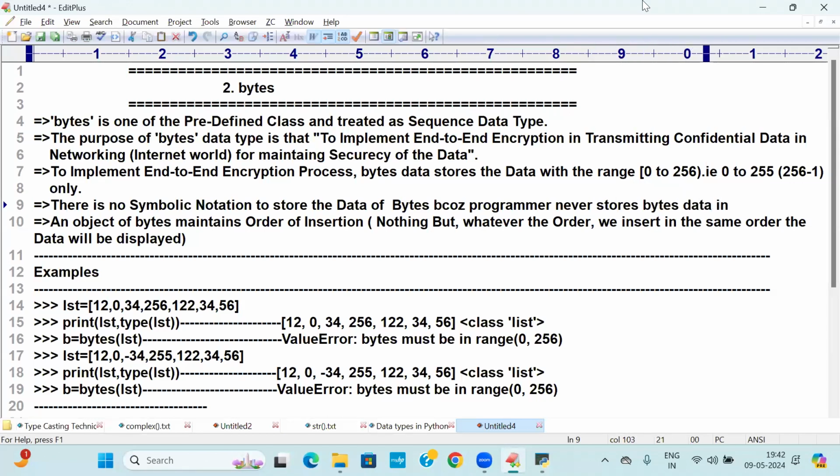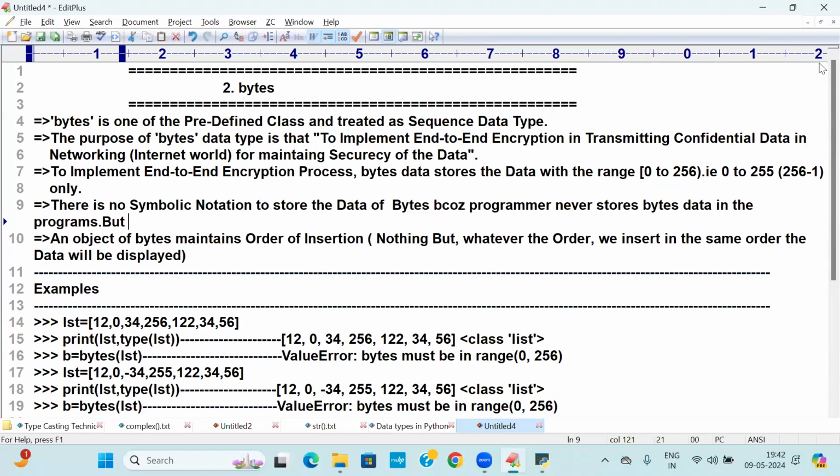Bytes data in the program. That's why there is no symbolic notation. I hope you are understanding that. But we can convert other types of values into which type? Bytes. By using which function?